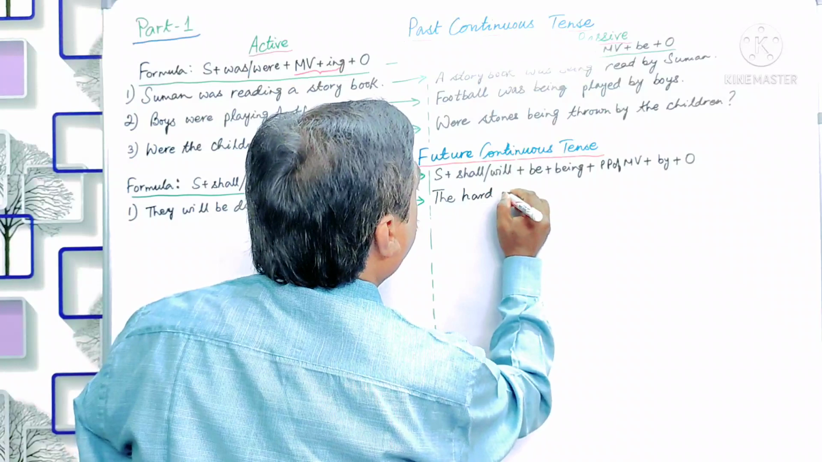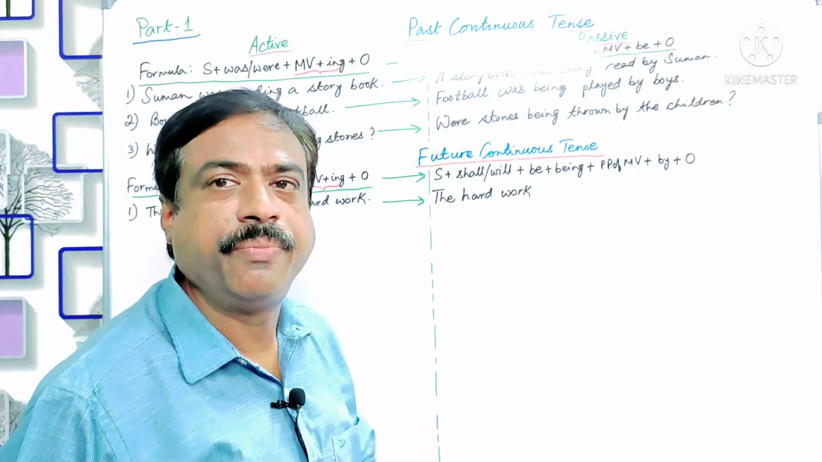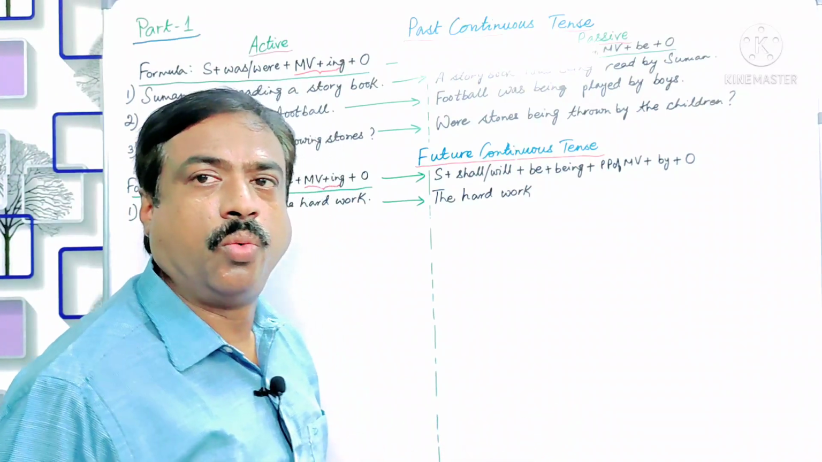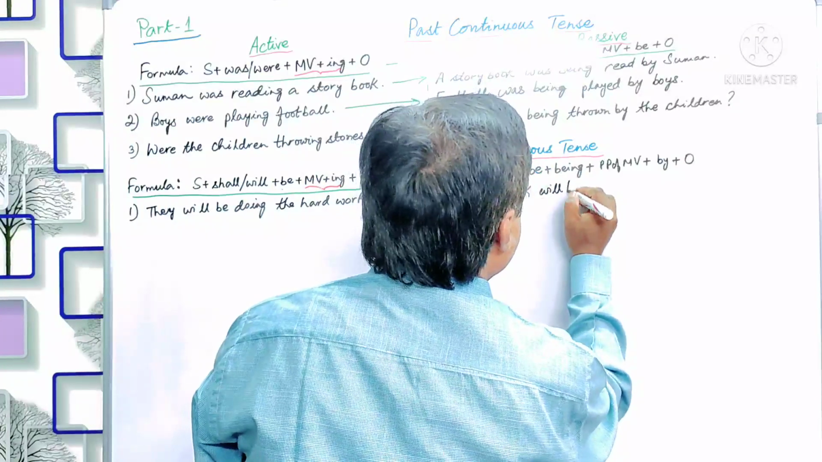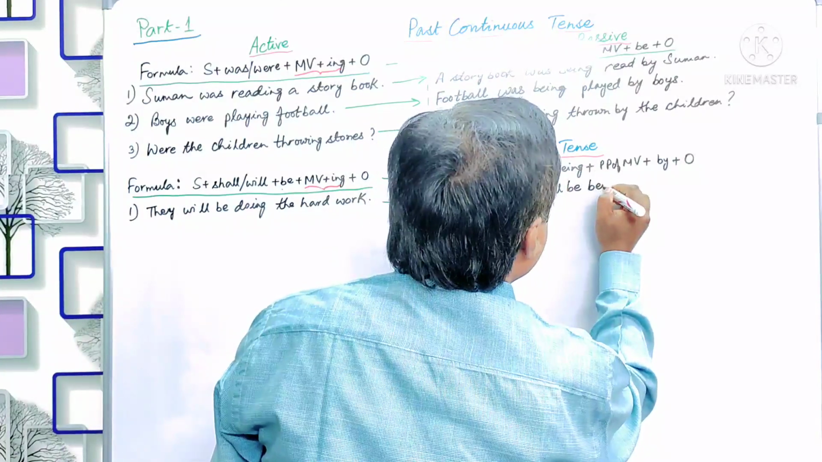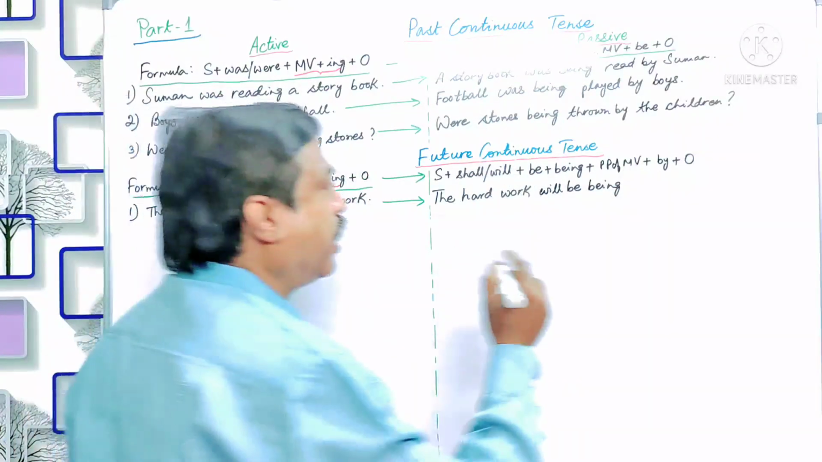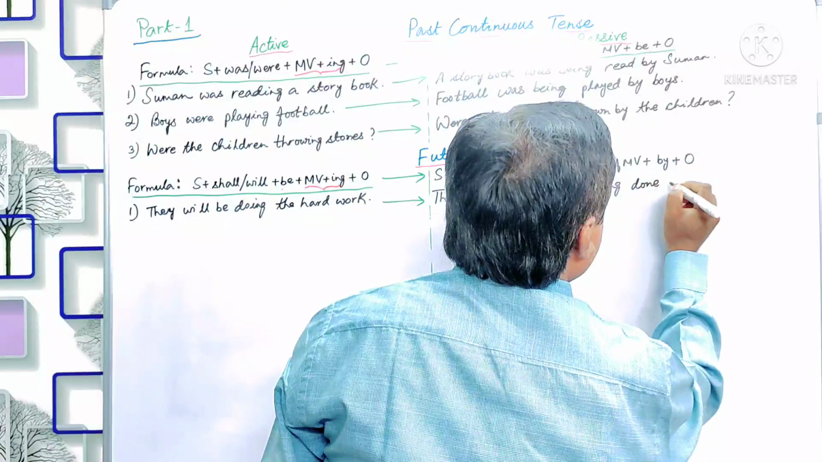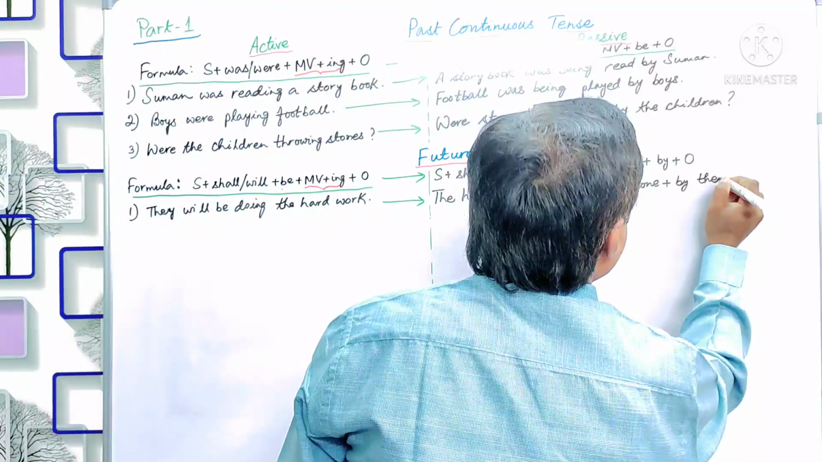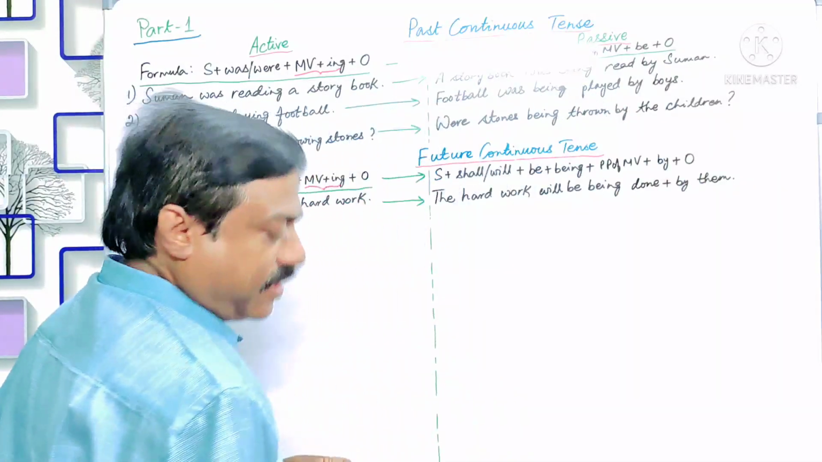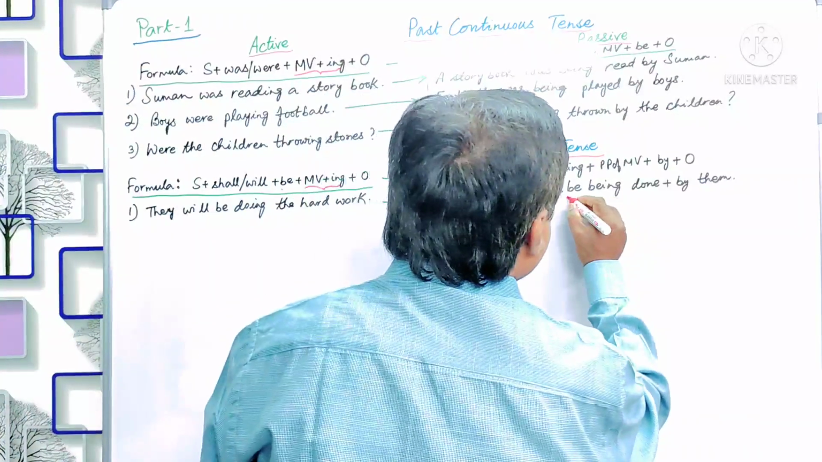The hard work. Okay, this object becomes the subject here. The hard work will, then followed by be, then again being, then do is the main verb: do, did, done. It will be done by them. The sentence is like this. But here you see, will be being.